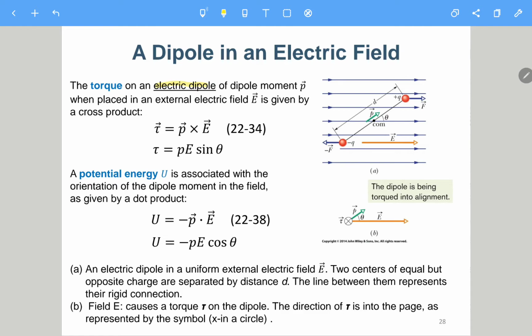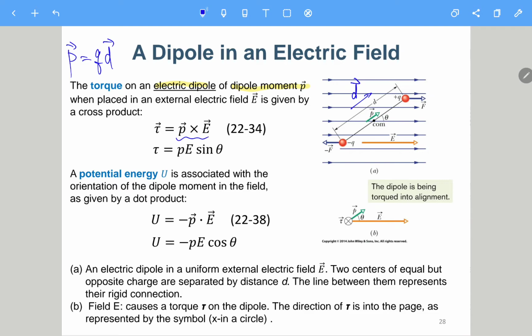And accordingly, we can also define the dipole moment p. If you still remember, the p vector is q d, where d is a vector. The magnitude is the distance between them, and the direction is from the negative charge to the positive charge. If we place this electric dipole moment in a uniform E field, there will be a torque acting on this electric dipole. The torque is nothing but p vector cross the E field.